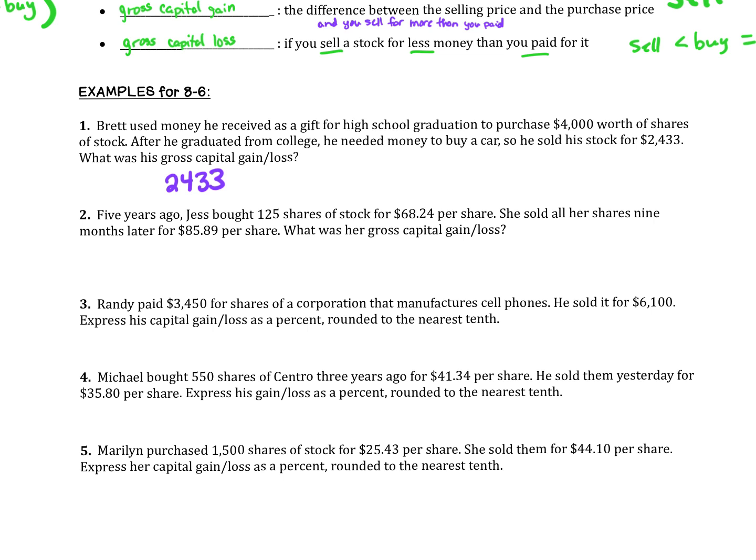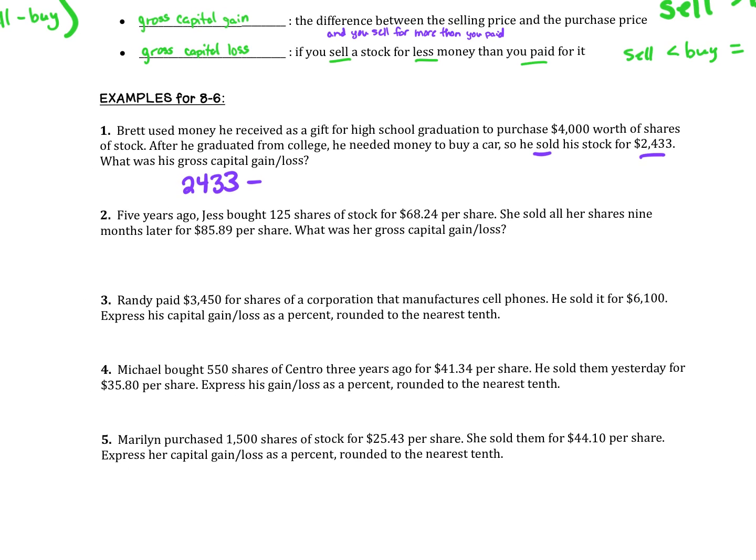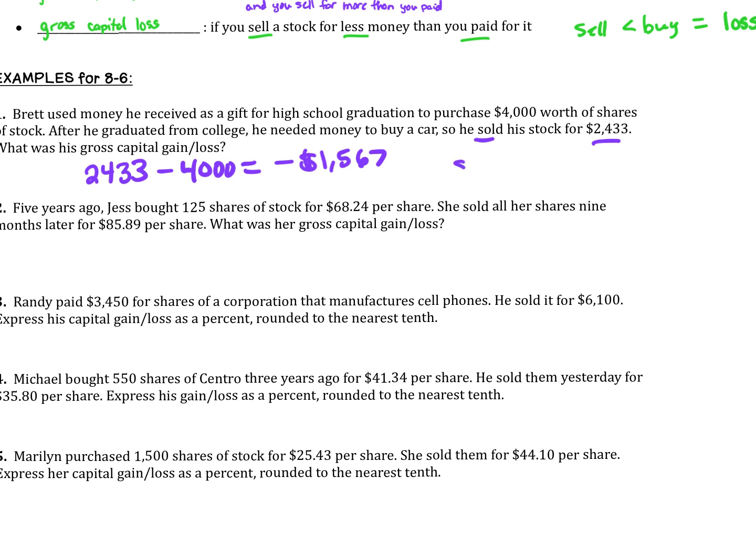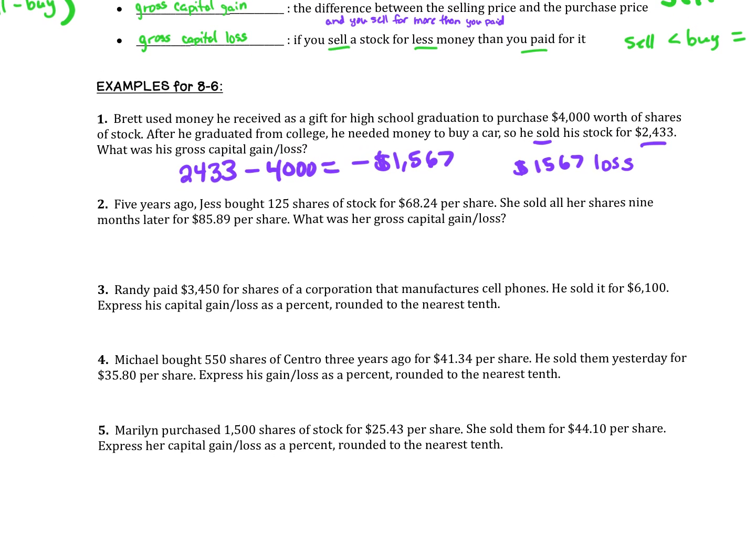So, that was the sell minus the buy, which in this case, he didn't buy it, so a $1,500 loss. So 1567 loss. So that one, if you notice, it was just asking for what the amount was, what the value was, not a percentage. For many of these, you're going to be doing a percentage on them, right?